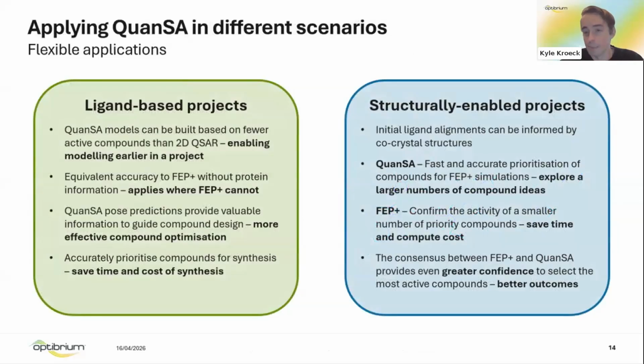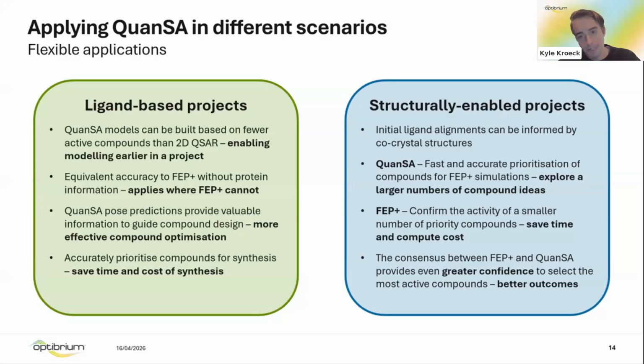QuanSA is also flexible across project types. In structurally enabled projects, initial ligand alignments are informed by co-crystal structures, allowing QuanSA to fast-track compound prioritization for more expensive FEP+ simulations and complex formation experiments. In these projects, the protein structure acts as a physical anchor. So instead of having the software sort out how molecules might overlap, the protein structure defines the exact alignment. Knowing the protein structure helps the model define exactly where a molecule can and cannot go, making predictions much more robust for new diverse chemicals.